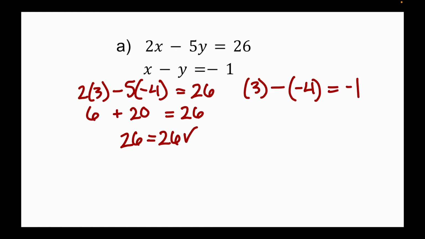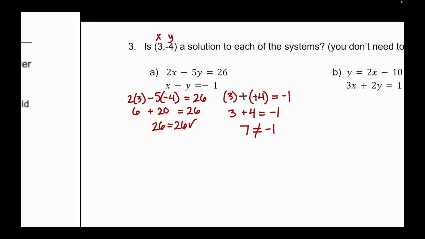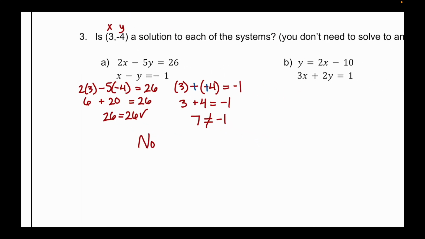So now we need to actually figure out, is it going to work for the second equation here? So really this is just 3, and then minus negative 4 is really like plus positive 4. So is 3 plus 4 going to equal negative 1? No, 7 is what it's equal to, and that's not negative 1. So the answer here is no. In order to be yes, it has to be yes for both. It only needs to be no for one. So if one's yes and one's no, just like this one, the answer overall is no.